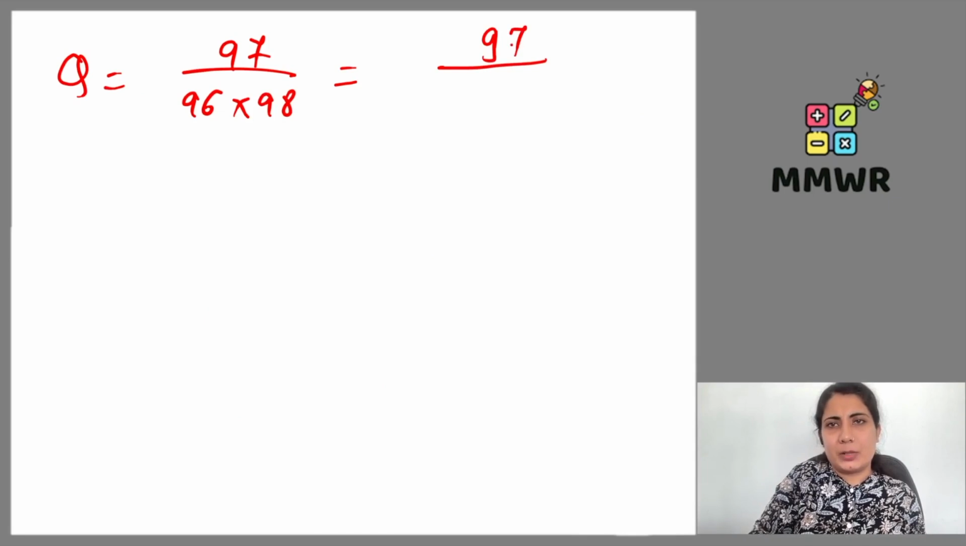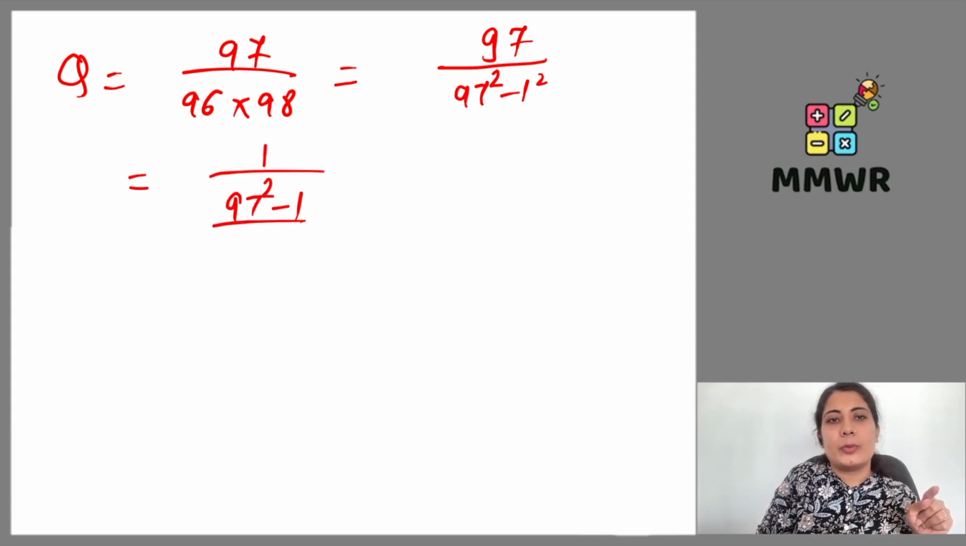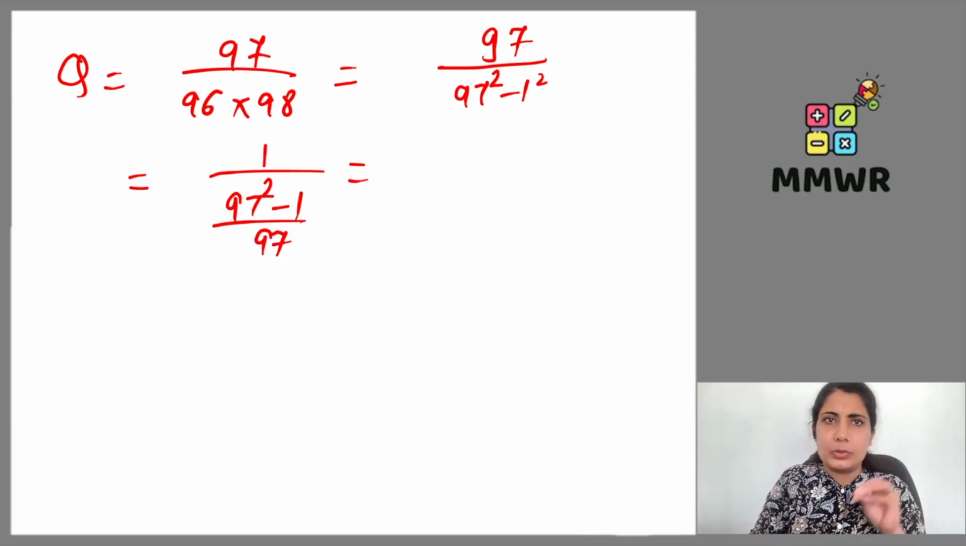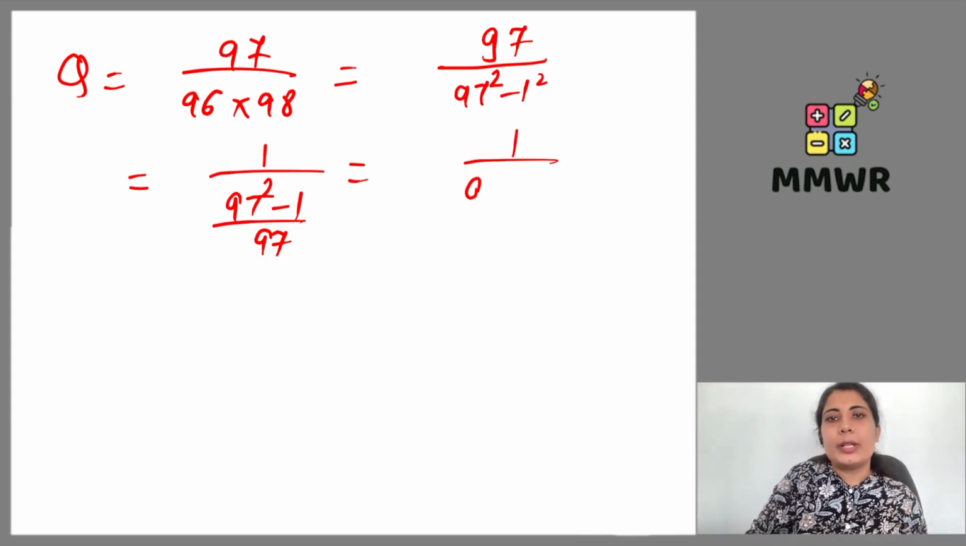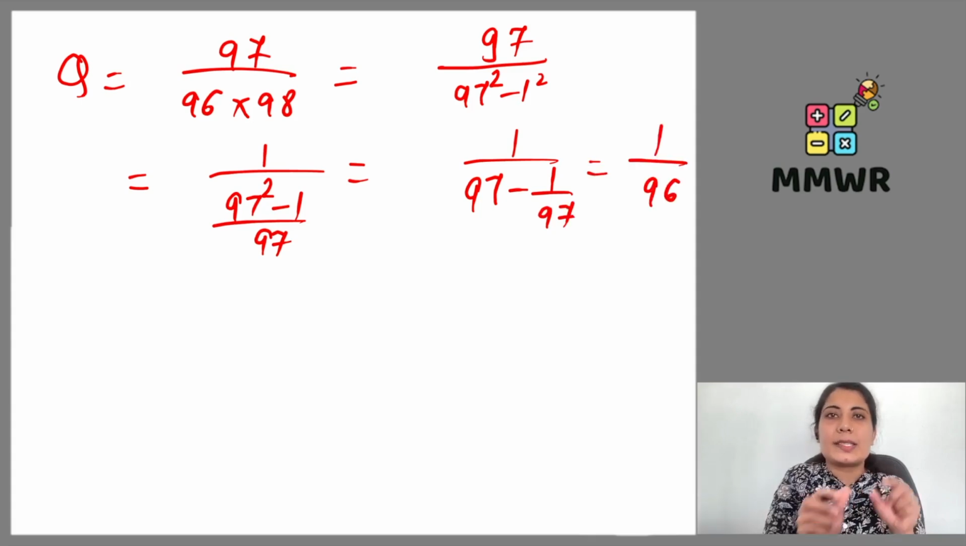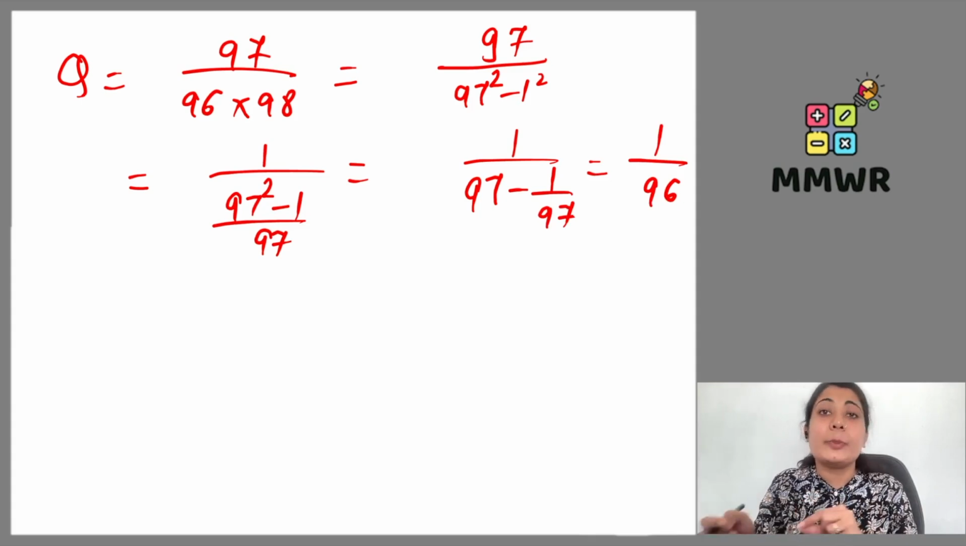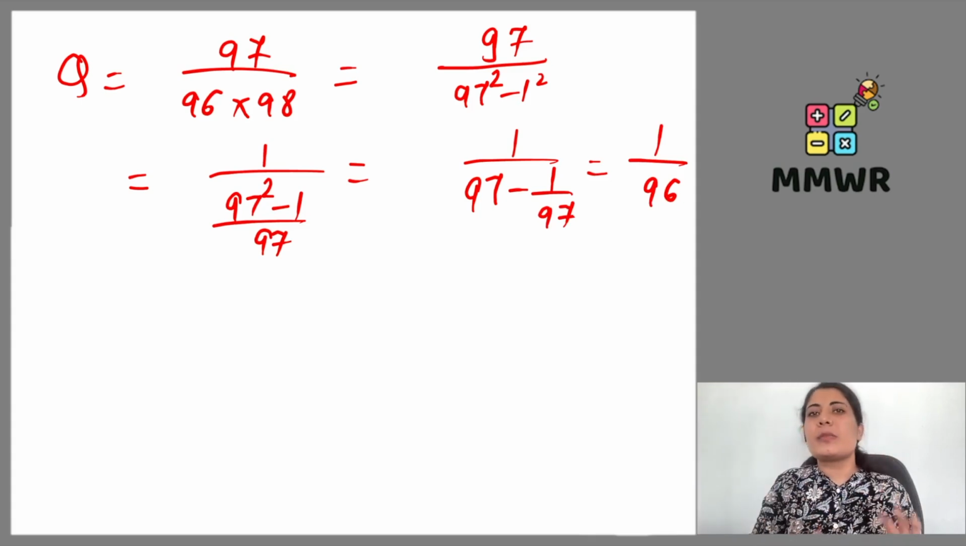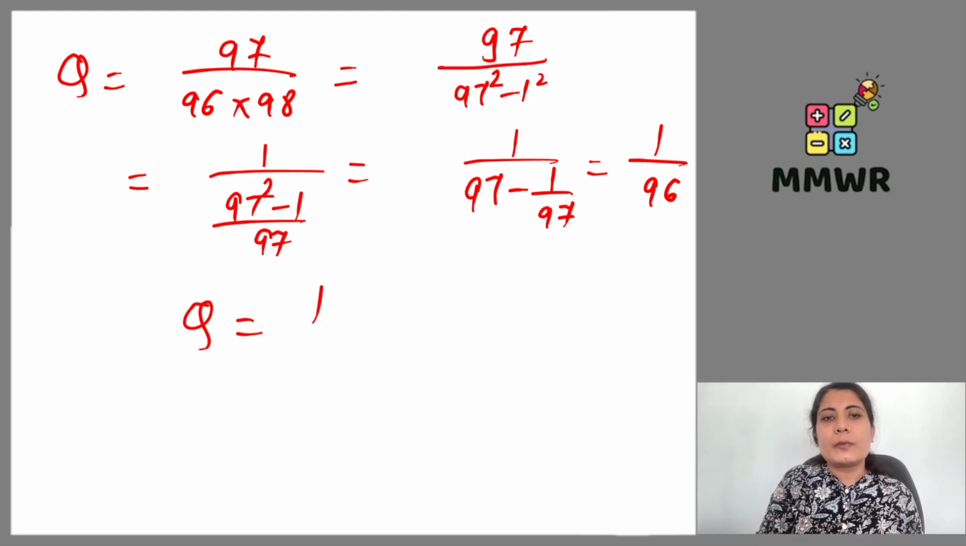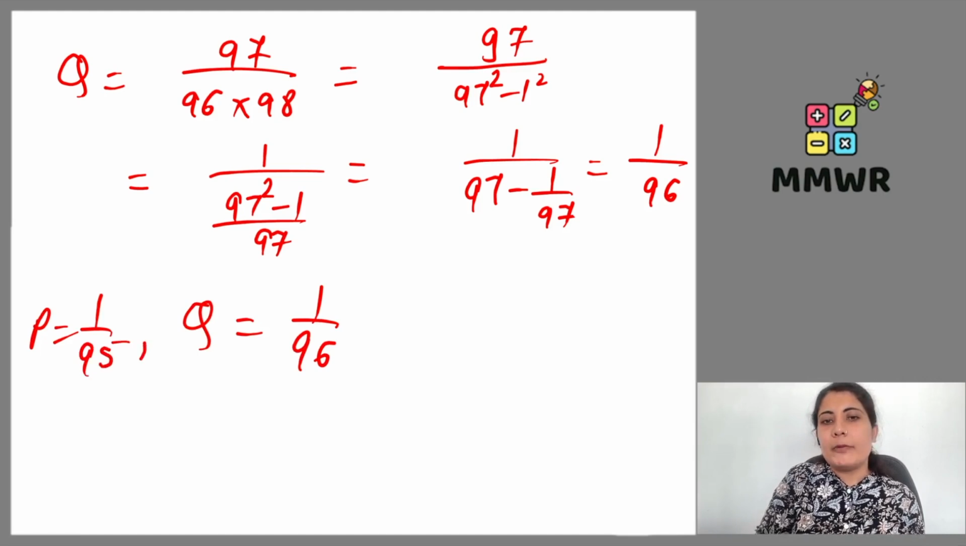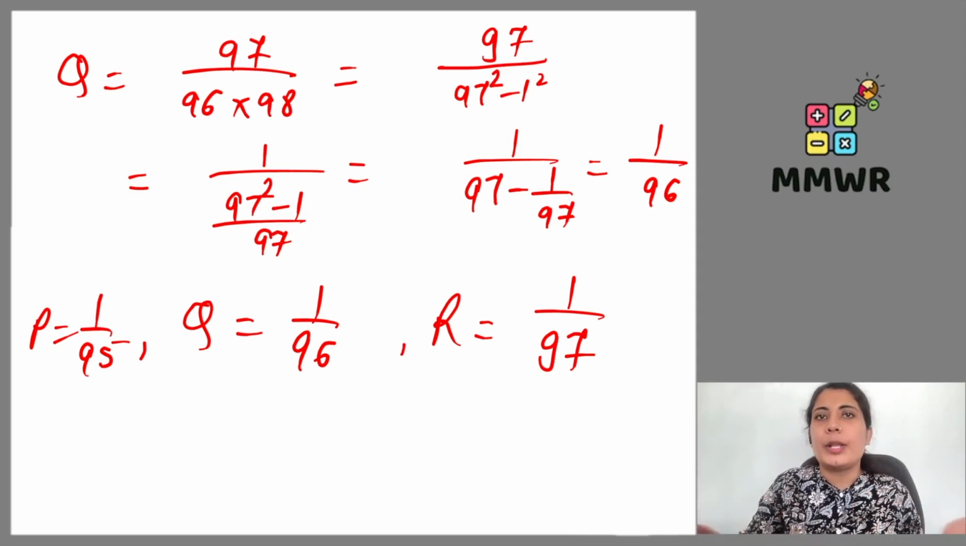So sorry, for now I am writing 97 only. This gives me 97 square minus 1 square, and then ultimately 1 upon 97 square minus 1 upon 97. I will be getting exactly the same, only the number has changed here. So 1 upon 97 minus 1 upon 97, which gives me 1 upon 96, because 97 minus 0 point something something gives me 96 point something something, which is 1 upon 96. So the value for Q is 1 upon 96, the value for P is 1 upon 95, and the value for R is already solved for us. We don't have to solve this, 1 upon 97.